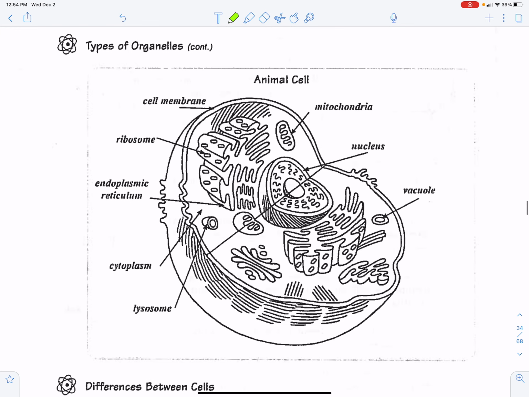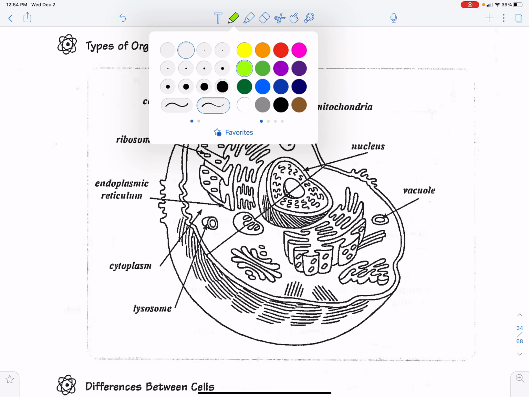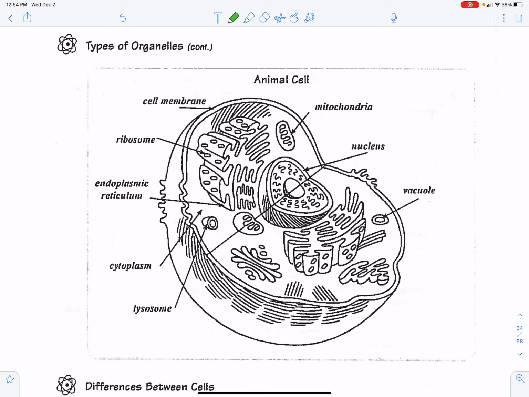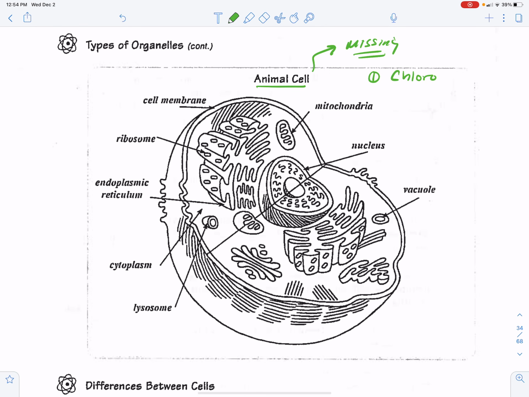So here's a typical animal cell. The way we know it's an animal cell is that animal cells are missing some things. For example, animal cells do not have chloroplasts. Chloroplasts are only found in plant cells. It's what makes plants green. Think of the green color in plants.